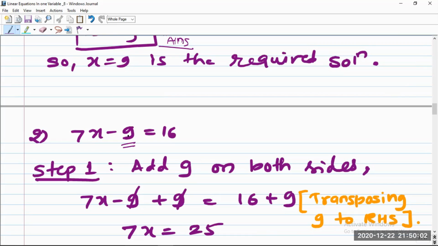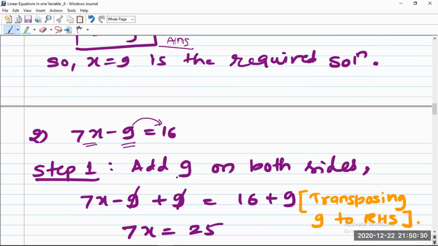So here we have minus 9, a constant, with this 7x, the term of x. We need to convert this to the RHS. We need to transfer this minus 9 to the right side. Since it is minus 9, we can say we need to add 9 on both sides, or we can say transposing 9 to the RHS, or transferring this 9 to the RHS. So both are one and the same.